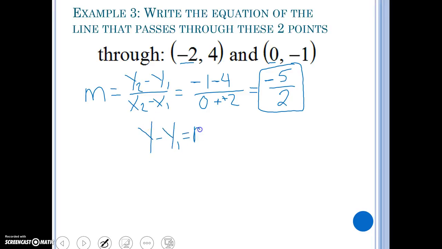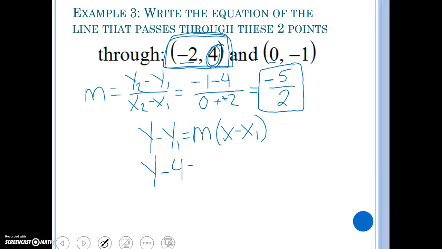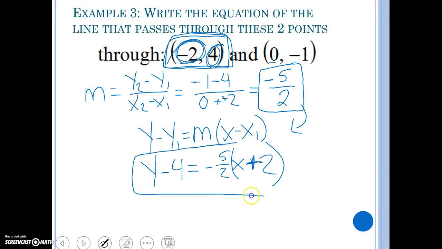And then when we substitute these values into the equation, again, I'm using the first point that I have up here. So we have y minus our y1, which is 4, equals our slope, negative 5/2 times x, minus our x1, which is a negative 2, so we're going to make that a positive. We can make that a positive all in one step here, so we don't have to rewrite the equation twice. And that's as far as we're going to get today.